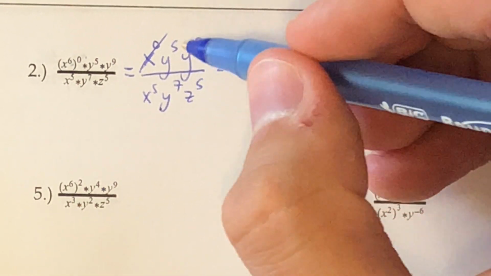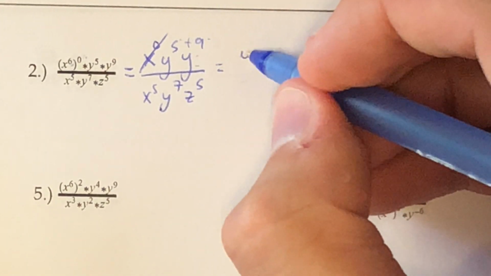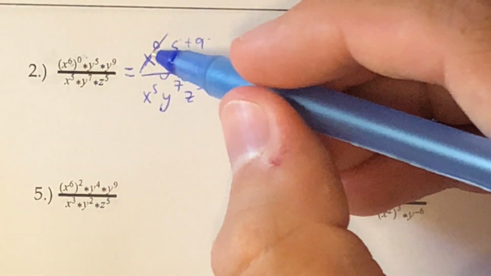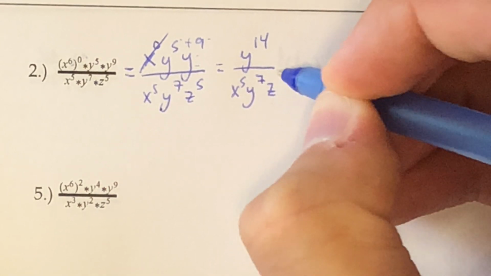Next, look for product rules. So we have 2 y's up top, y to the 5th and 9th, so we can add those together. 5 plus 9 is 14. Don't have any more x's. But on the bottom, we got x to the 5th, y to the 7th, and z to the 5th.